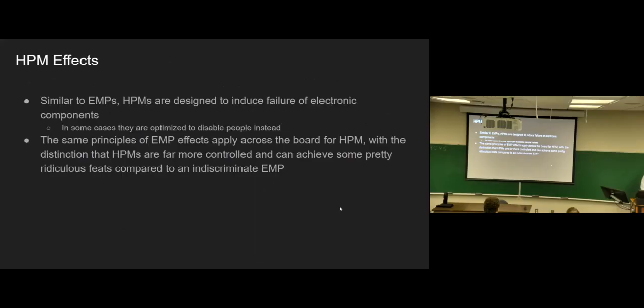A lot of the effects we've already discussed, it's not really worth rehashing. They behave very similarly. This stuff does the exact same thing, except it is lower power, more direct, narrow band, and it's kind of more digital. It's a lot more fancy in how it behaves.